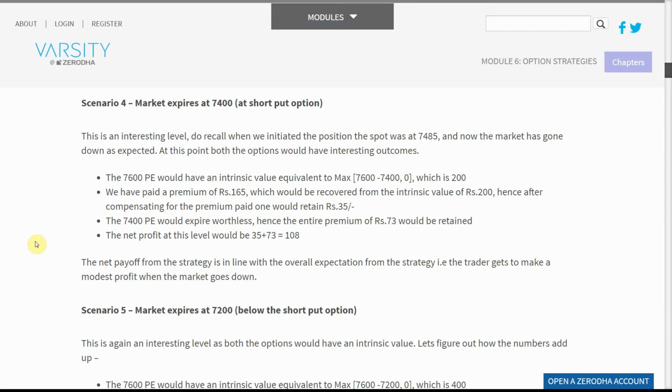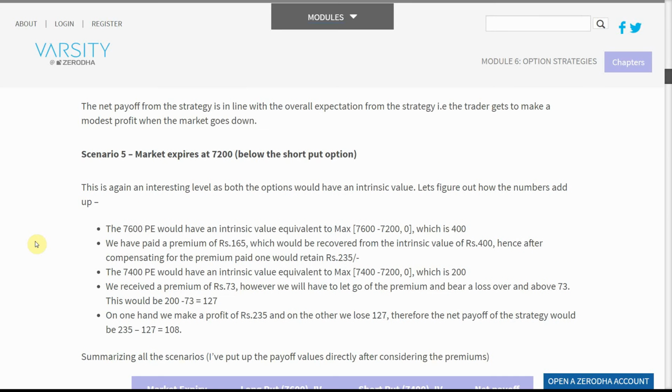The net payoff from the strategy is in line with the overall expectation from the strategy, i.e. the trader gets to make a modest profit when the market goes down. Scenario 5, market expires at 7,200, below the short put option. This is again an interesting level as both the options would have an intrinsic value. Let's figure out how the numbers add up.